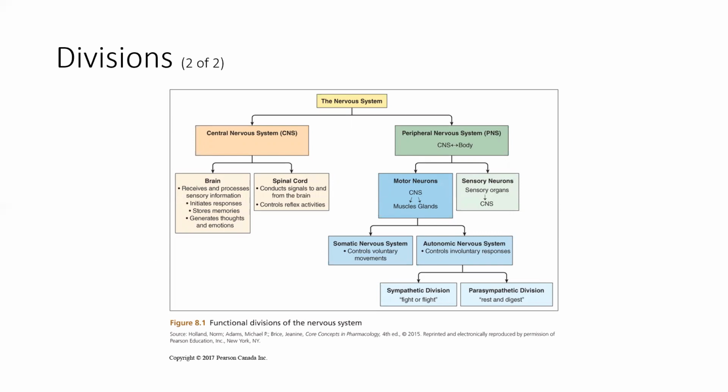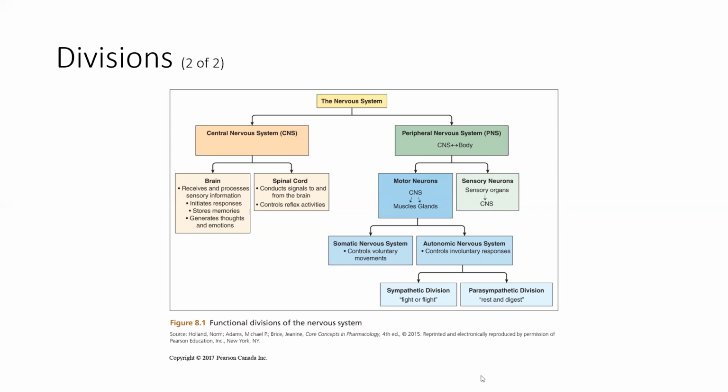So if you look at the central nervous system, the brain receives and processes the sensory information, it initiates the responses, it stores the memories, it generates the thoughts and emotions. The spinal cord conducts the signals to and from the brain, and it controls the reflex activities.